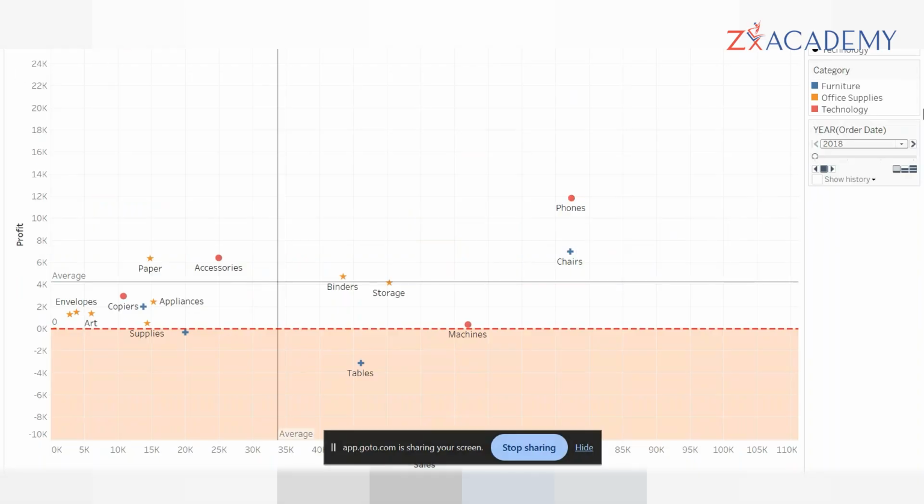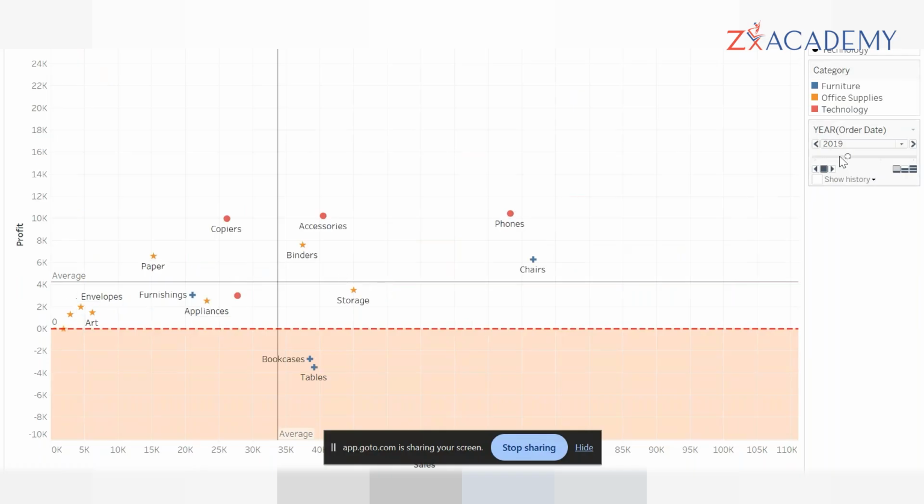Now when I go to the next one, 2019, that trend is still retained with respect to sales. Sales-wise, they are still the highest, because they had a big margin. But actually, when you see here, they have declined.